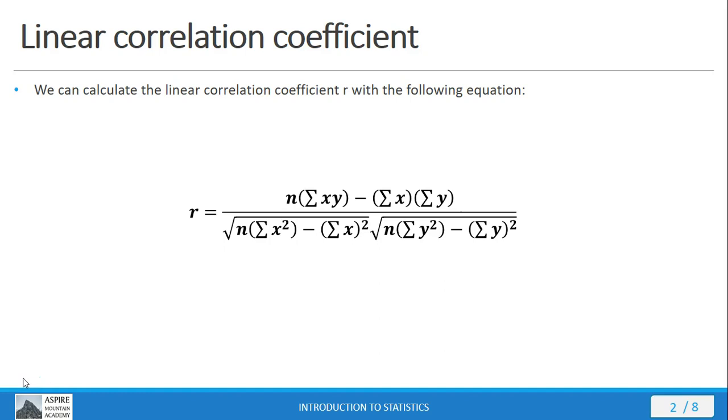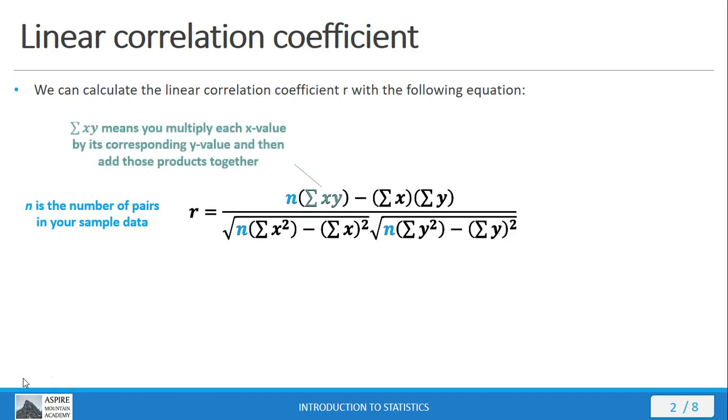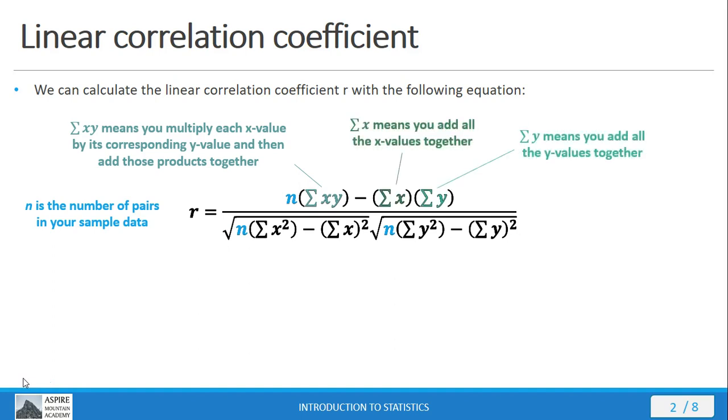That said, let's look at each of the pieces of this so we can understand where it's coming from. Notice we've got sample size distributed throughout our calculation here. Up top, we've got the sum of xy, which means you take each x value, multiply by its corresponding y value, and then add those products together. Then you subtract from that the product of the sum of the x's times the sum of the y's. So you take all the x's, add them together, take all the y's, add them together, then multiply those two sums by each other to get the second term in your difference on the top of your fraction.